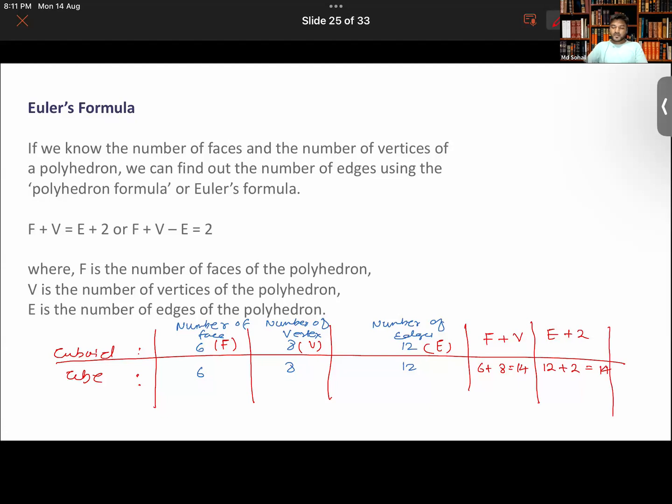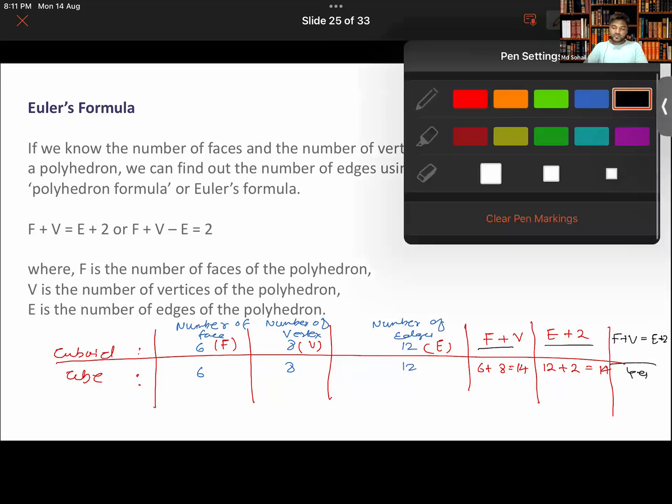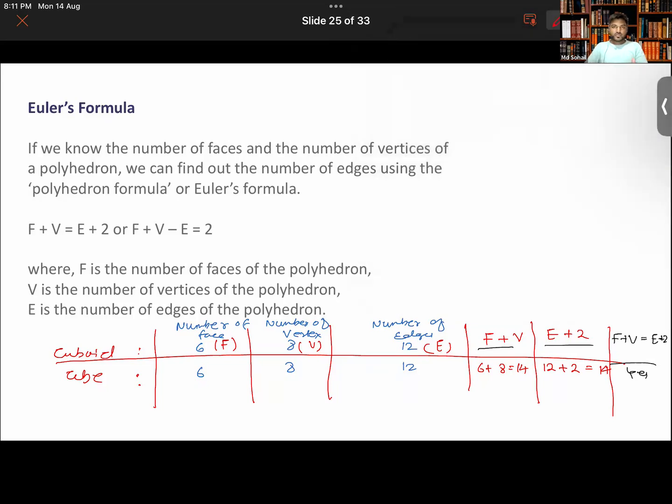Okay, just keep looking at it. Now, can we see that F plus V is equal to E plus 2 over here? Can we say this here? F plus V and E plus 2? Yes, they are equal. Now you guys check this same thing for other polyhedrons.